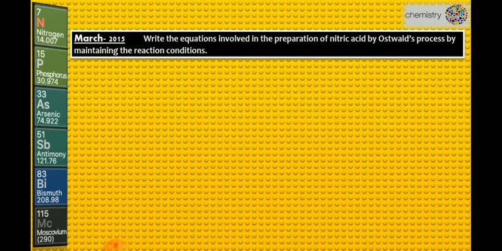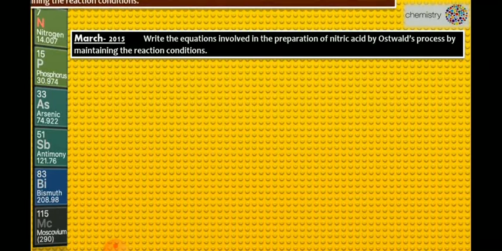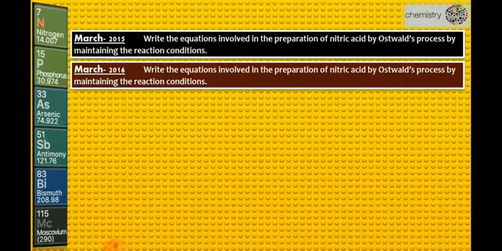Actually, we are dealing with the study of 3 equations, 3 reactions, in the manufacture method of nitric acid. Those 3 reactions carry 1 mark each. Next, in March 2016, the same question was there: write the equations involved in the preparation of nitric acid by Ostwald's process by maintaining the reaction conditions. Along with the reactions, you must mention conditions.